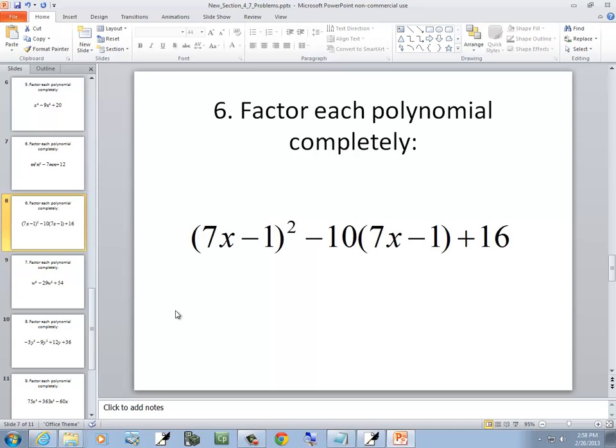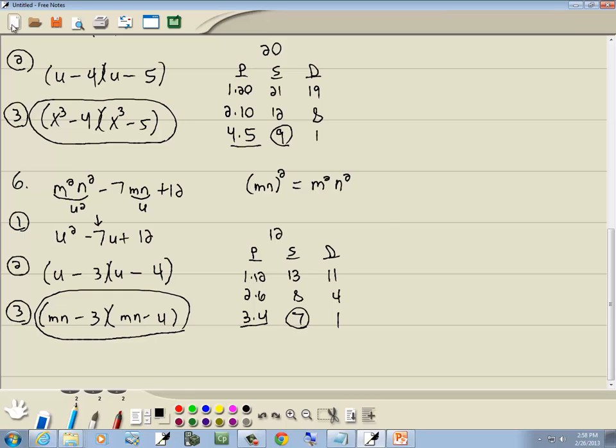And I think the next 2, I believe, are still u-substitutions. So let me start a new page.